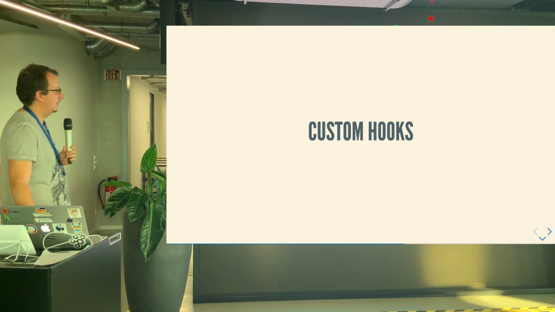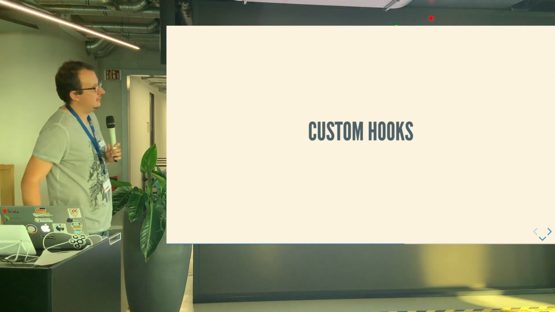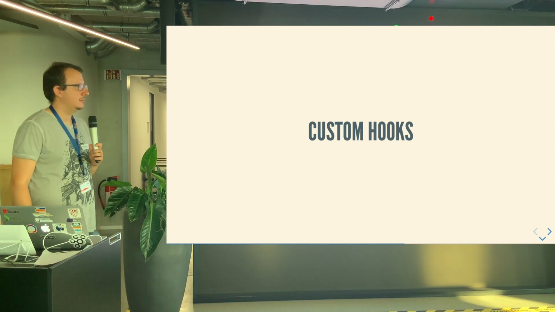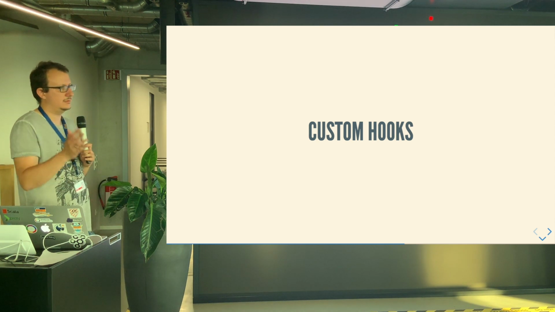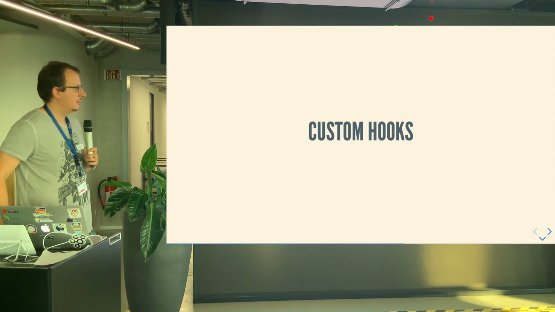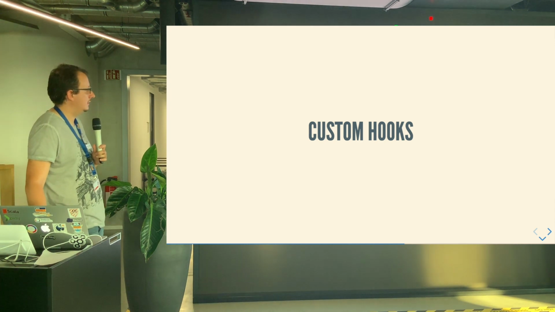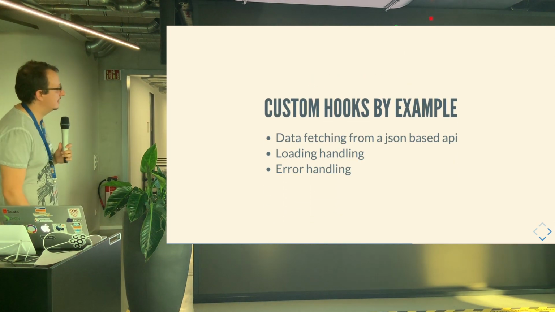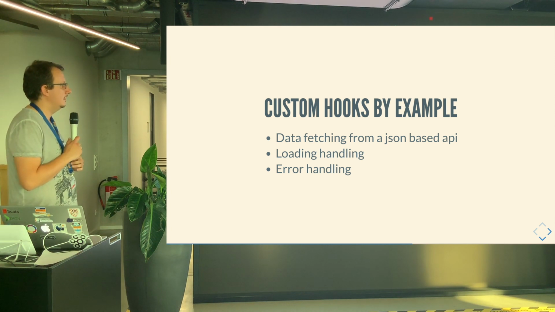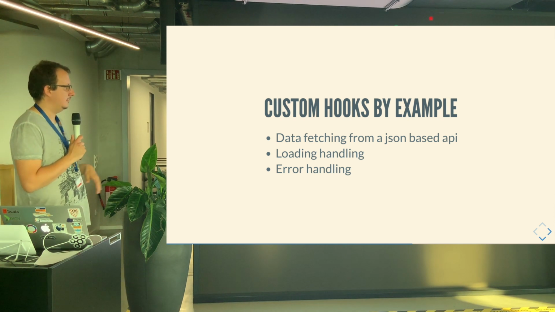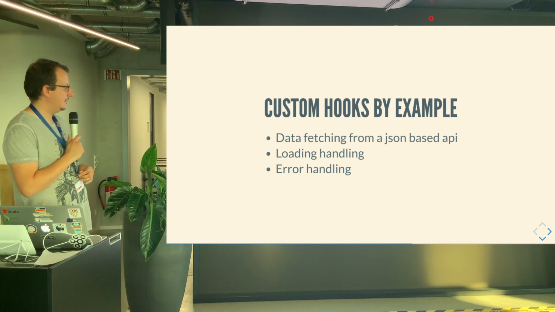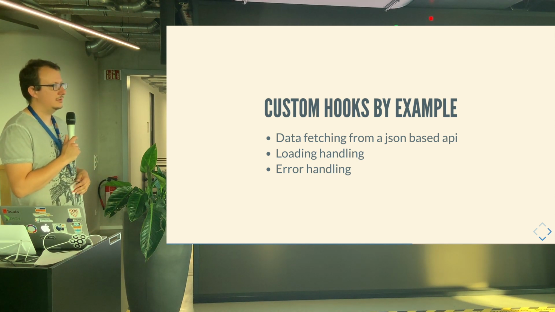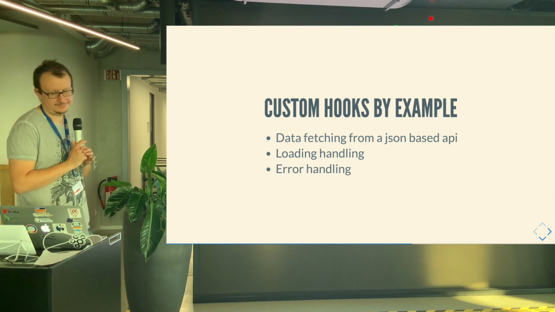Custom hooks. The good thing about React hooks is that you can build your own hooks, composed of other hooks or just some functionality. And I want to show you that by an example. So, custom hooks by example. We have data fetching from a JSON-based API. We want load handling because we want to show a spinner or some fancy effects to the users while the loading is happening, and we want to have error handling, so we can show some error message or whatever.